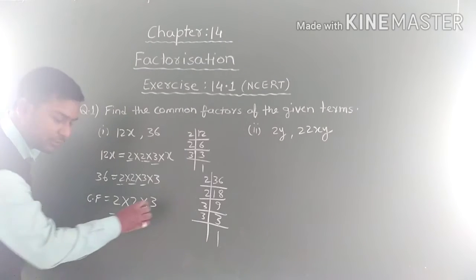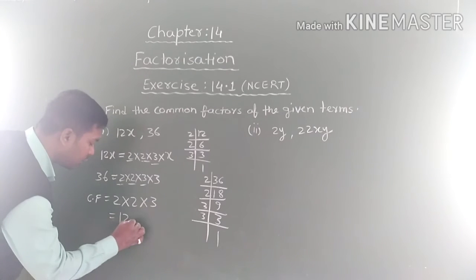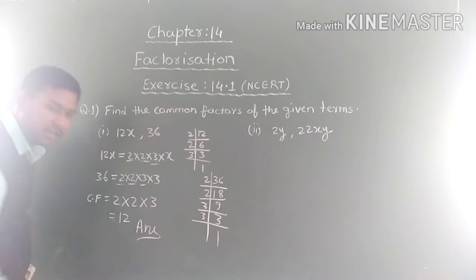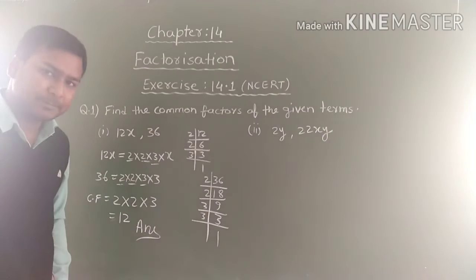So just multiply them. 2 times 2 is 4, 4 times 3 is 12. So the common factor will be 12, and this is the answer. It's very simple.